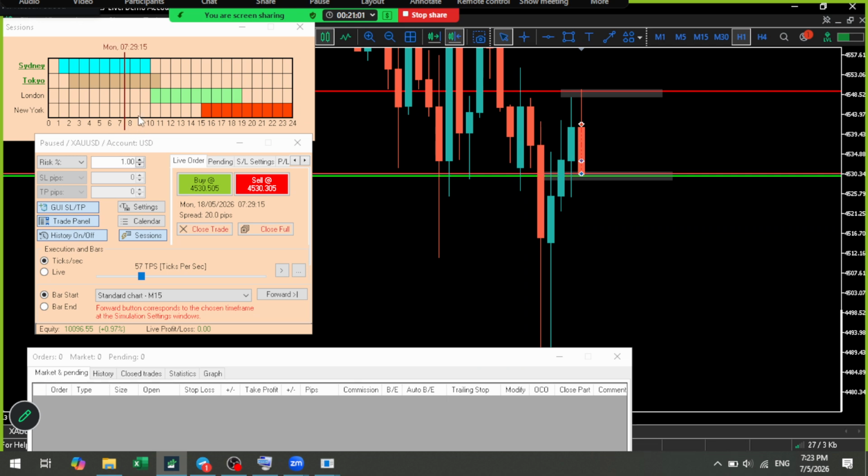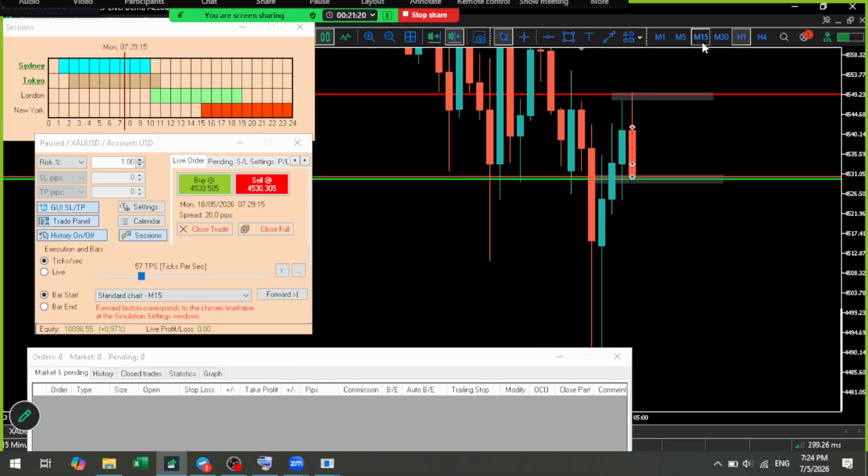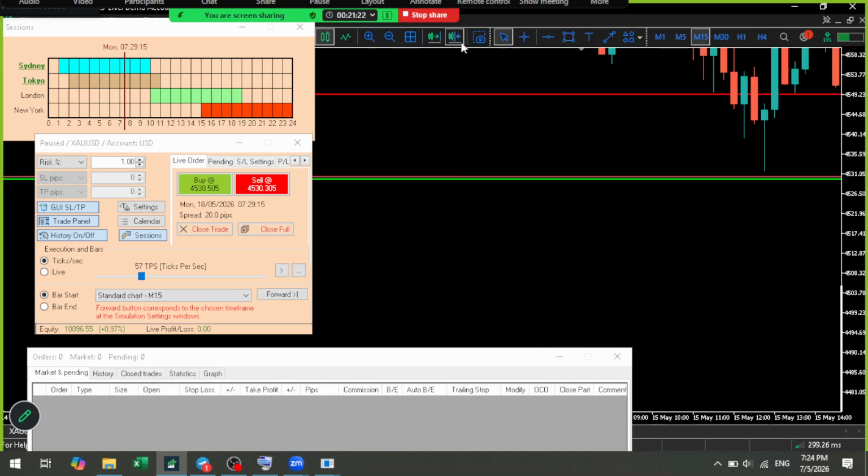If the setup doesn't appear here, I move on to the pre-London and onward. If I don't find a setup here, I move here, pre-New York, New York Open, or maybe New York Stock Exchange Open, NYSE Open. So whatever gives me a nice setup to trade.